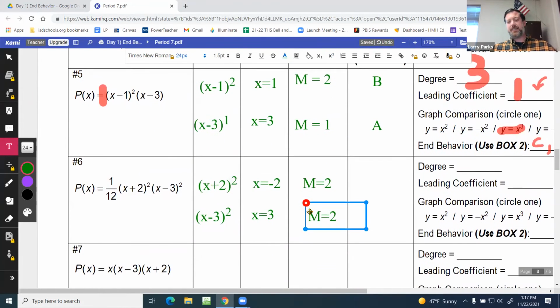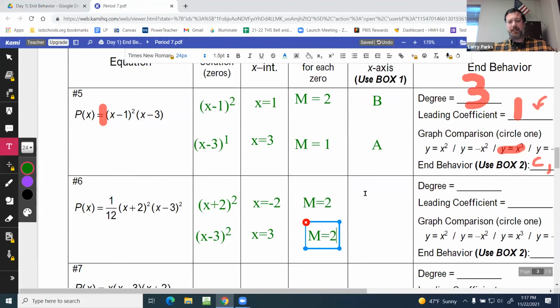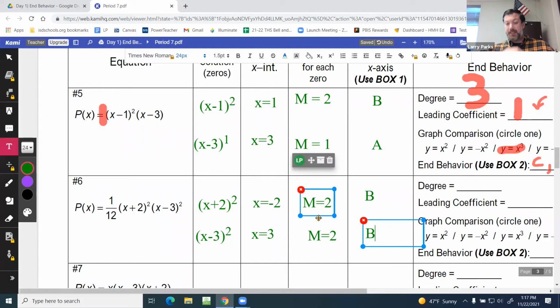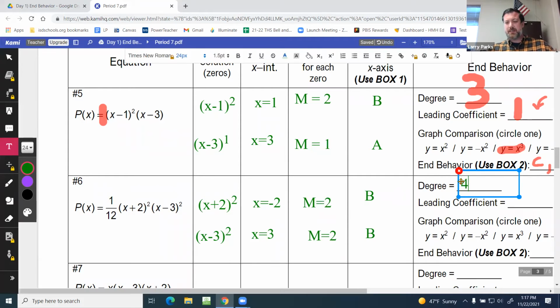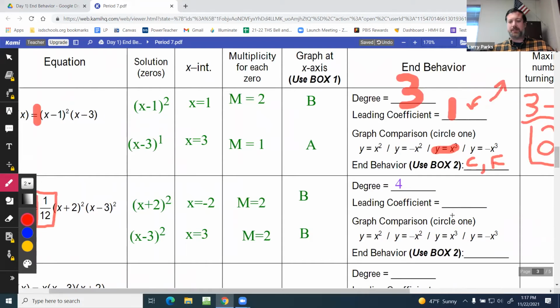Now, graph at the x-axis. Remember, if it's even multiplicity, it makes a bounce. So the one that says a bounce, the graph touches the x, turns around, and goes back up. That'd be even, so that'd be a B. So I'll put a B there. So you put a B if it's even, A if it's odd. Now, what's the degree? If I take 2 plus 2, I get 4. What's my leading coefficient? My leading coefficient is right there. It's positive, 1/12.